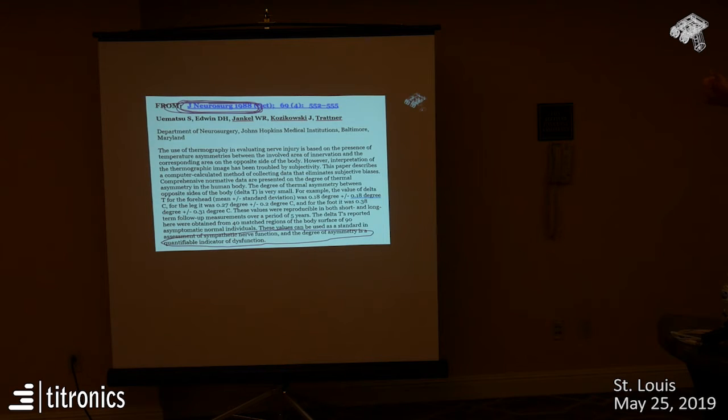So here again, 1988, Journal of Neurosurgery for chiropractors. This doesn't have anything to do with chiropractic, right? Right? What does it say at the bottom? The degree of asymmetry is a good indicator of dysfunction. It's quantifiable, it's measurable, and it means something. And this is in the Journal of Neurosurgery. So, did I make my point? Okay.